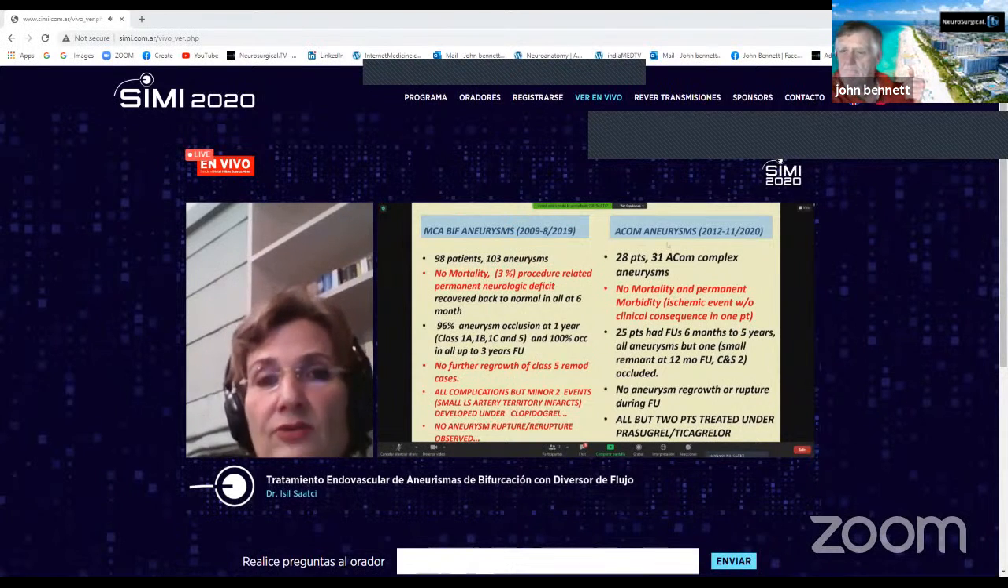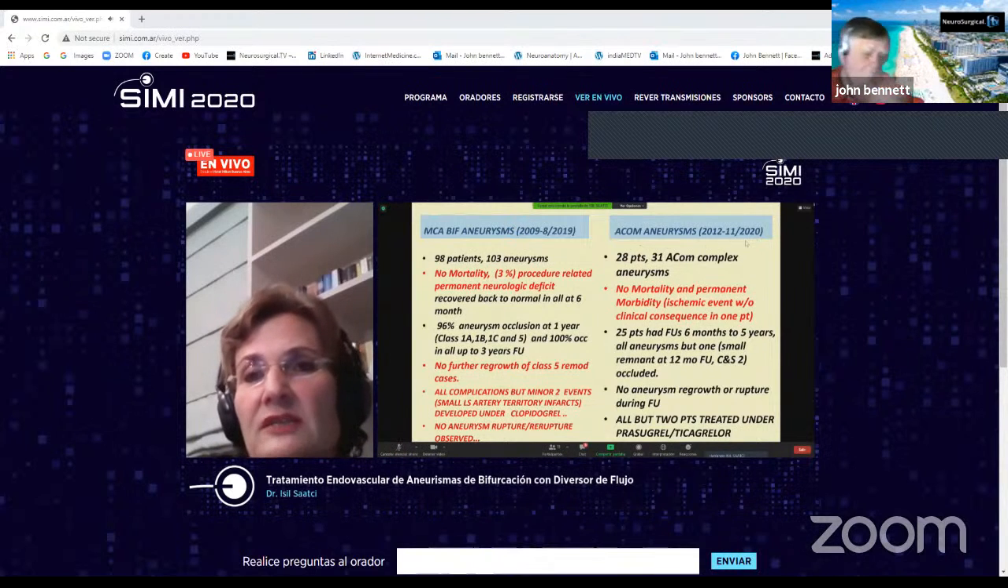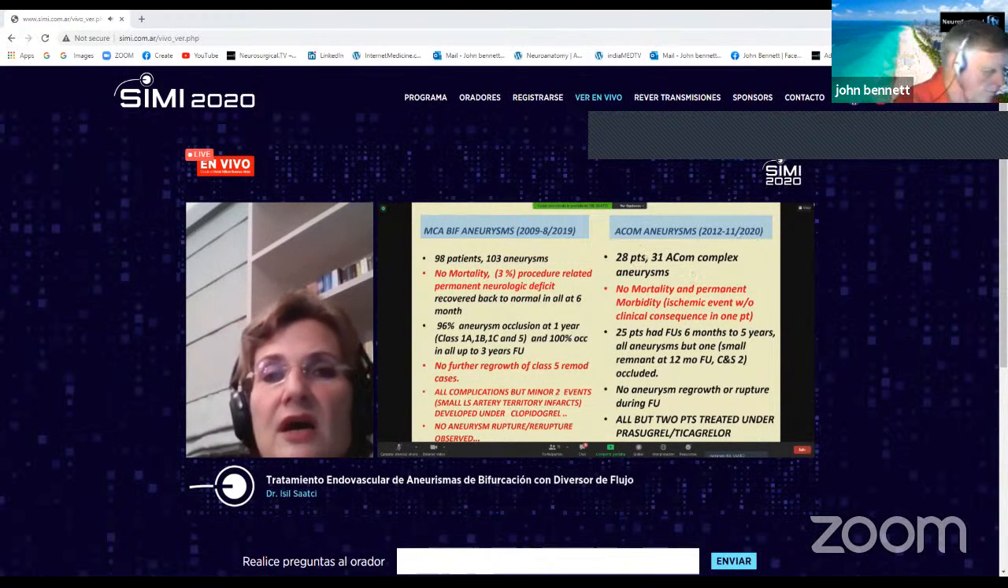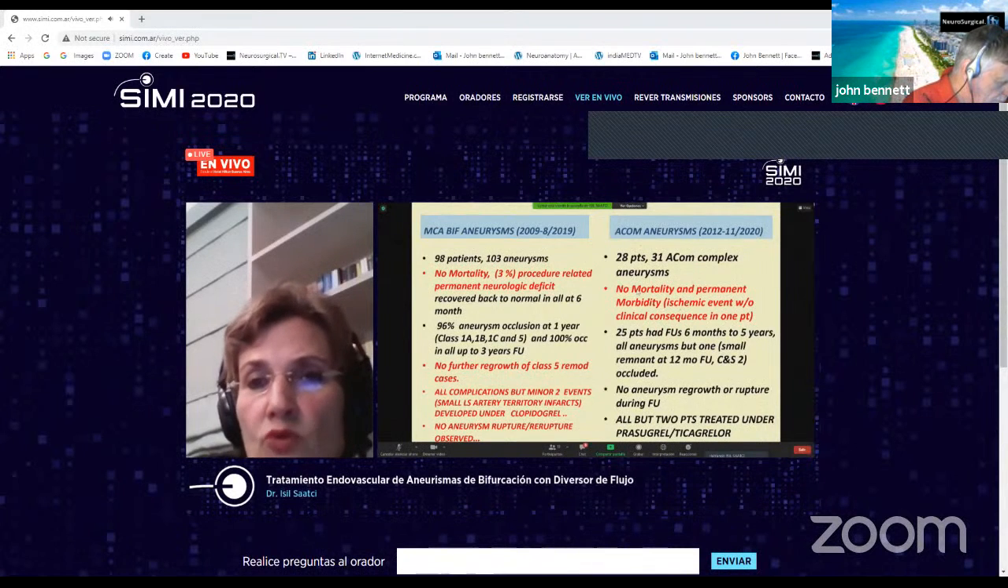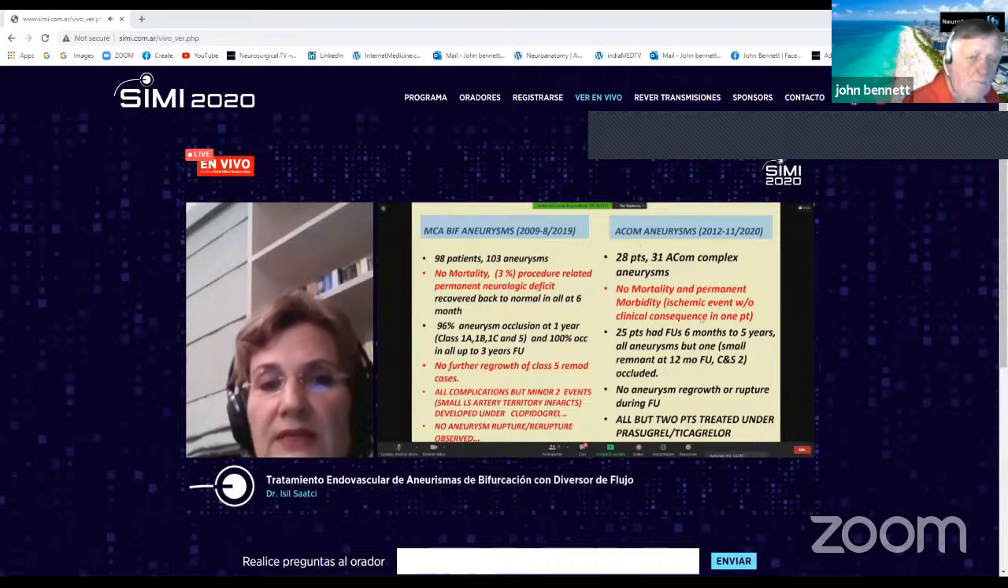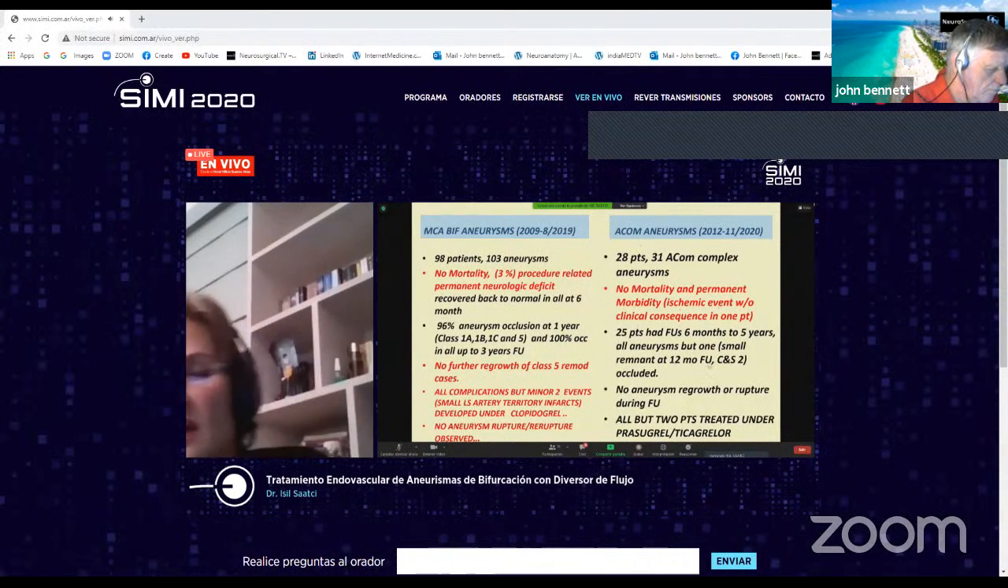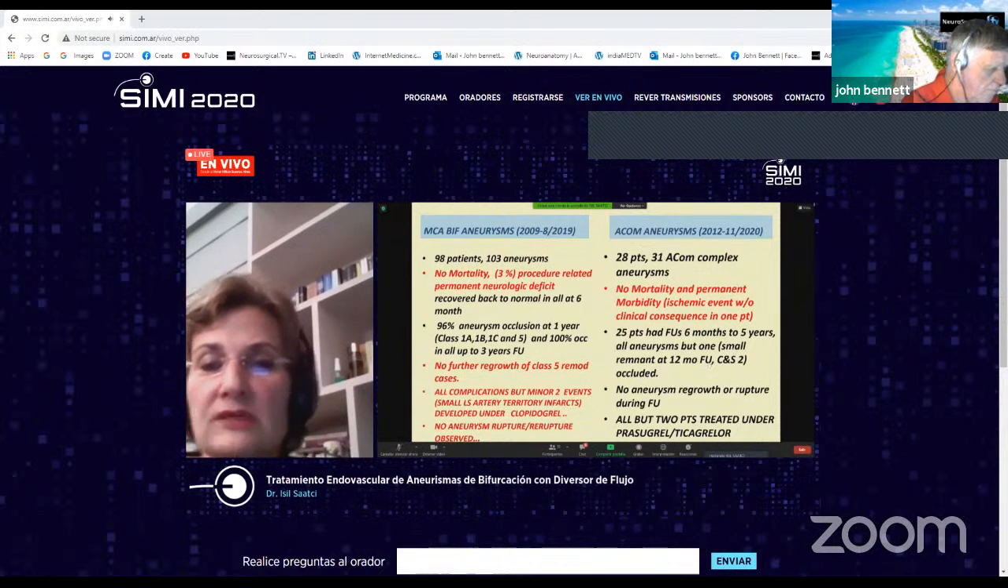In ACOM aneurysms, less number of patients. Till this year, 31 ACOM complex aneurysms, no mortality, 1 morbidity, except for one still filling aneurysm.